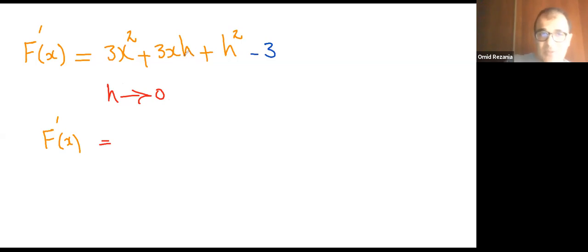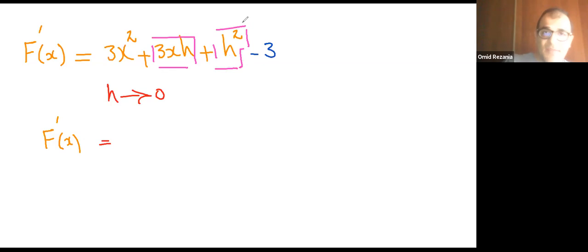Then as a result, if h is going to get close to 0, it means that the term that you have here, 3xh, becomes 3 times x times 0, which is going to vanish. And also the same thing for h squared. It means that 0 to the power 2 becomes 0.